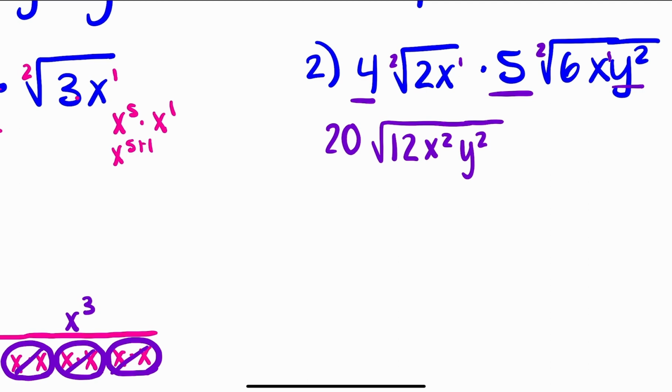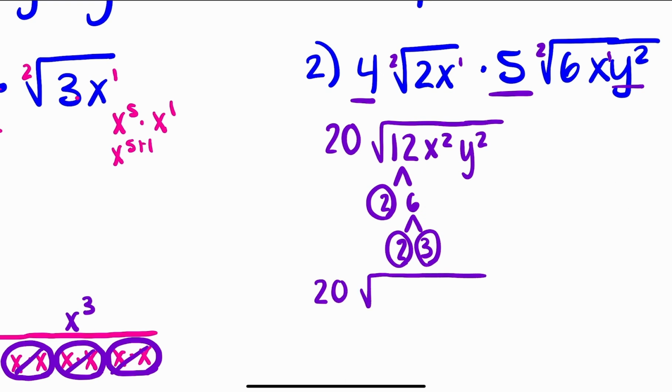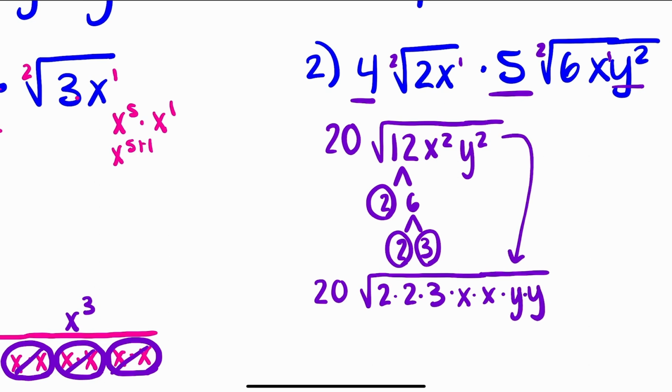And now let's go ahead and see if we can simplify this further. So I think of 2 times 6 is 12. 2 is factored all the way. And 2 times 3 is 6. Those are factored all the way. So let's bring this all down. The prime factorization of 12 is 2 times 2 times 3. I also have 2 x's and 2 y's. So this is literally that, just expanded out.